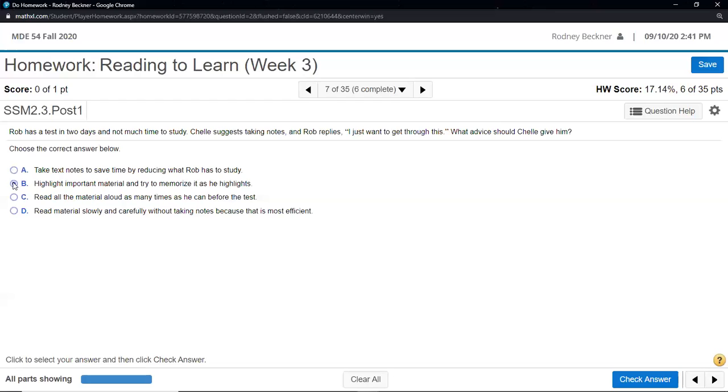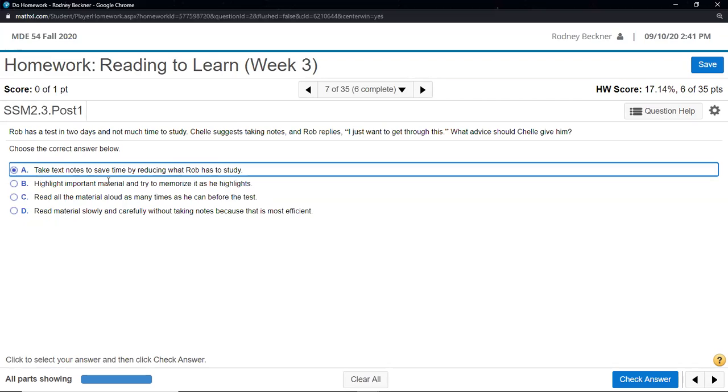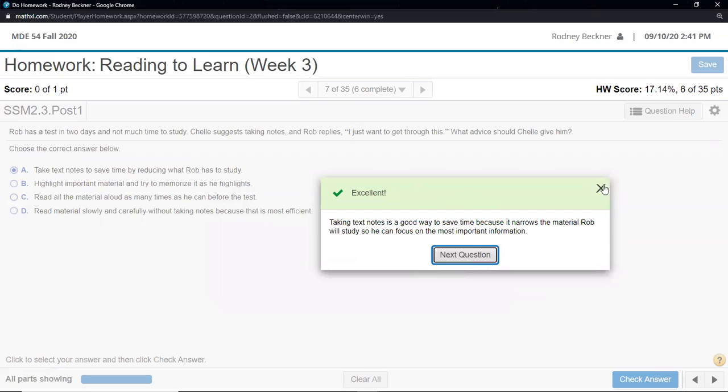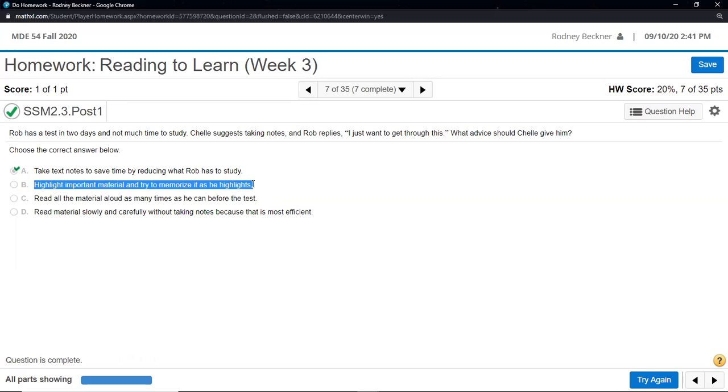I think we'd agree. Highlight important material and try to memorize it as he highlights, or take notes to save time by reducing what Rob has to study. A seems like a more blanket scenario, and that's the one that works. Again, B was a good suggestion, but it's just a very minor suggestion, and that should be the very first thing that's done. This is something that should have been done a couple weeks ago.